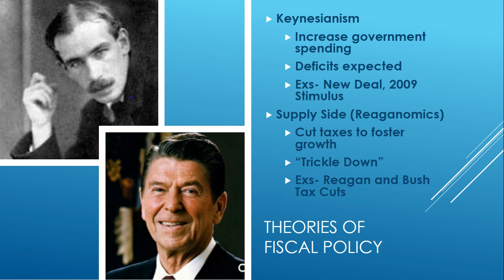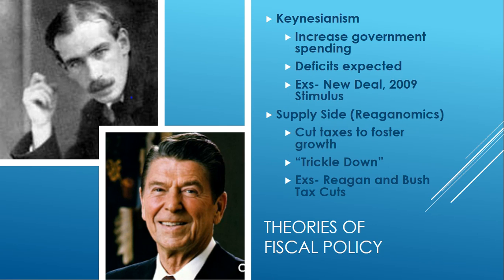sustained higher spending. The second dominant fiscal theory is supply-side economics, which in American political theory is most frequently associated with the color picture on the screen, which is Ronald Reagan. Reagan was president during the 1980s, and supply-side economics in American politics will often be referred to as Reaganomics because it was the core economic belief of Reagan.